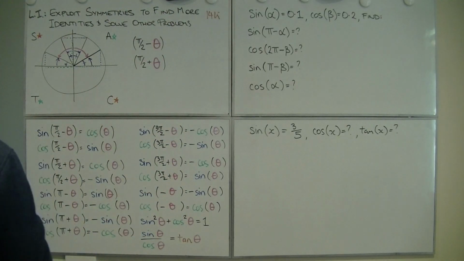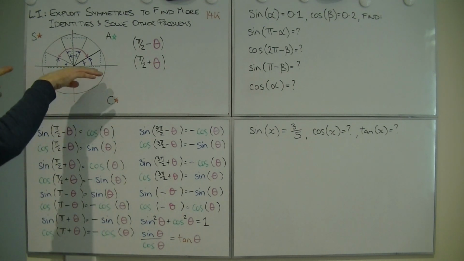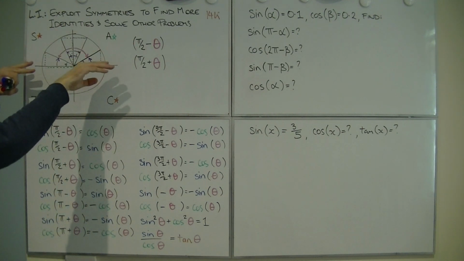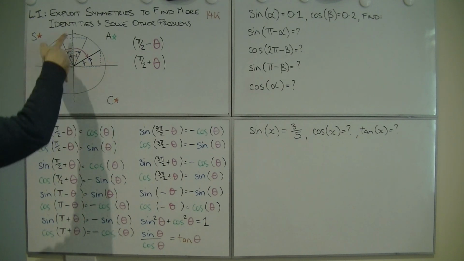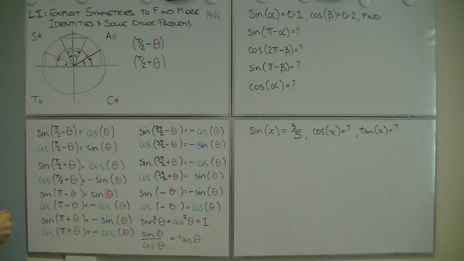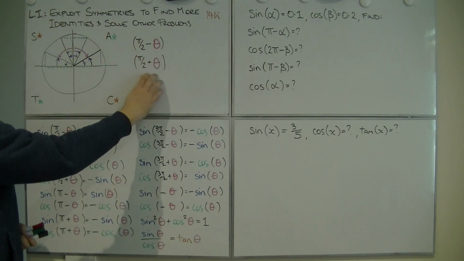Okay, exploit symmetries to find more identities and solve other similar problems. So I've got my unit circle up here. Previously we've already done what happens if I go with positive angles versus negative angles. We've done what happens if I go backwards from pi, forwards from pi, but we haven't done starting on the vertical. So that's what we're dealing with, pi on 2 minus some angle and pi on 2 plus some angle.